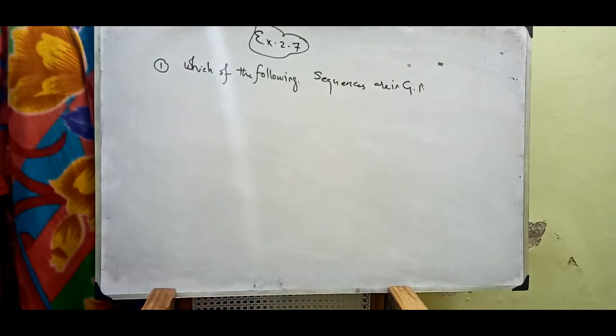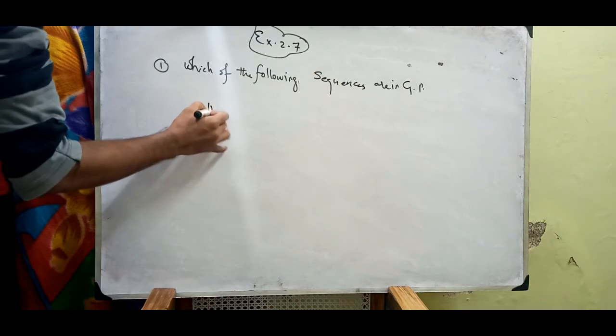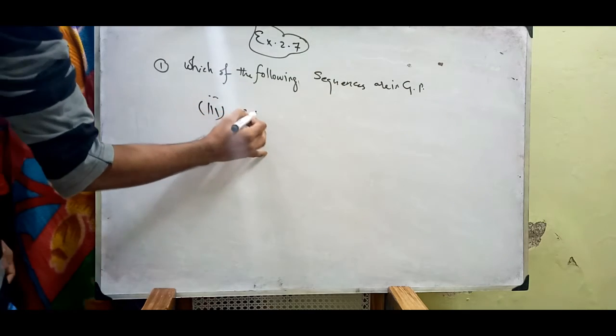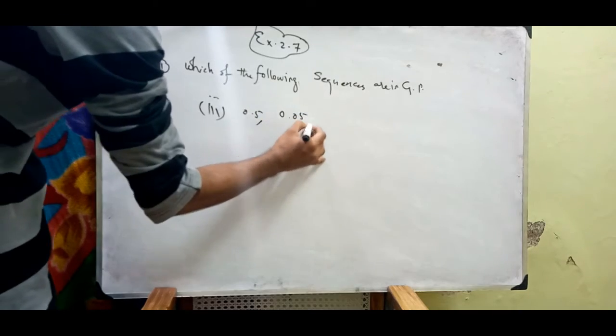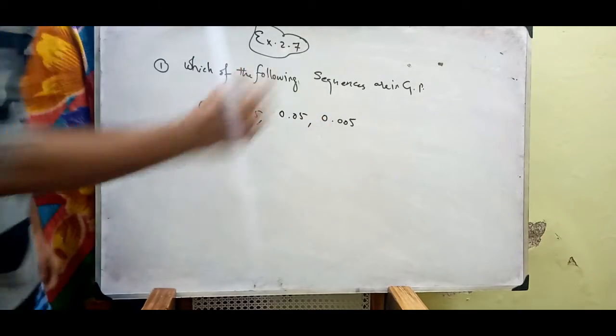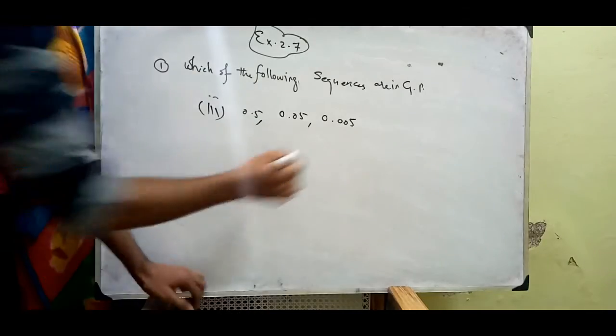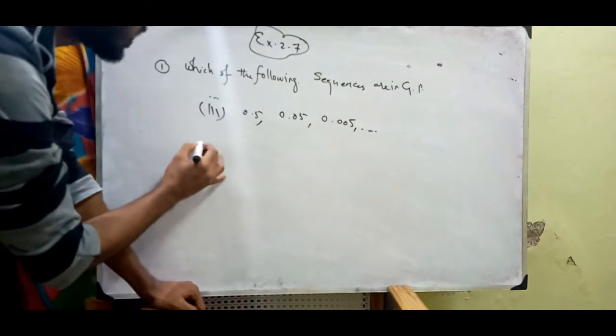I'm just leaving whichever subdivisions I'm missing. It is up to you, you have to do the homework. I'm just moving to the third question: 0.5, 0.05, 0.005, and so on.